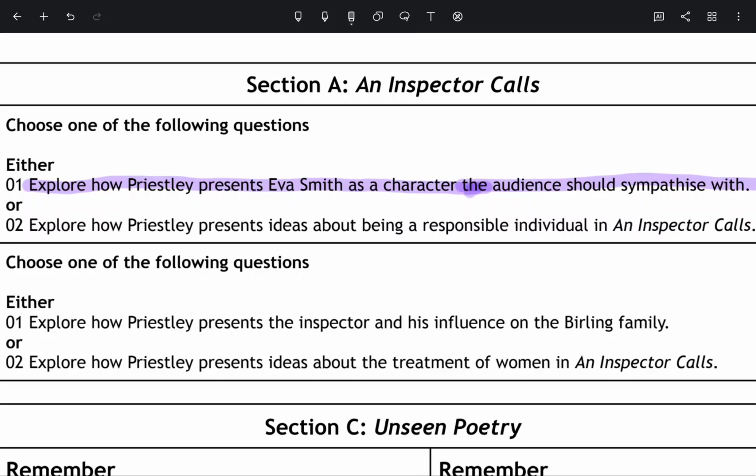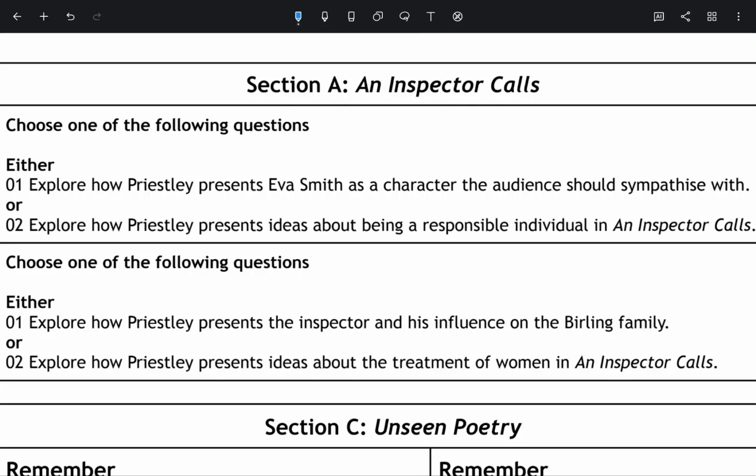You know what? I'm not going to highlight that. I just realized it's just going to make it look confusing. So yeah, that's the second question that may arise. Explore how Priestley presents ideas about being a responsible individual in An Inspector Calls. Or you could have something like, explore how Priestley presents the Inspector and his influence on the Birling family. Or explore how Priestley presents ideas about the treatment of women in An Inspector Calls.